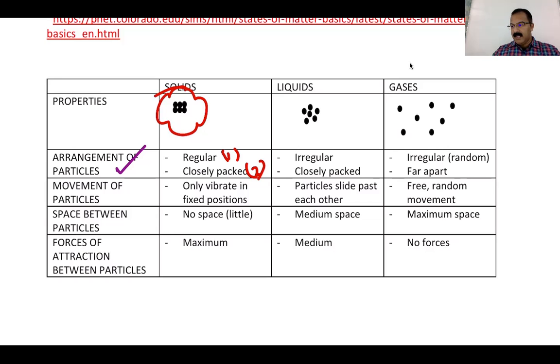What about in liquids? In liquid, you see the particles are irregular, that's a difference, and still they are closely packed. Closely means it could be very close, it may be slightly far apart. So in liquids, the particles are slightly far compared to solid state. Otherwise, we can use again the wording closely packed in liquids as well.